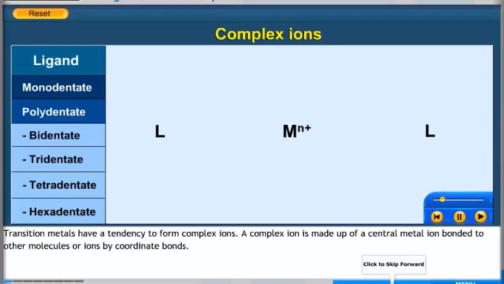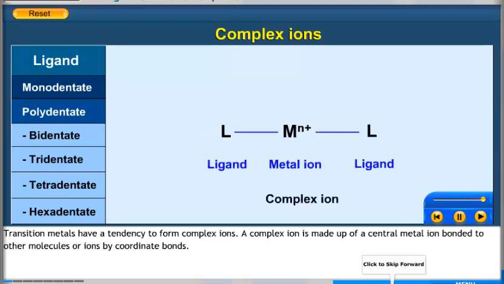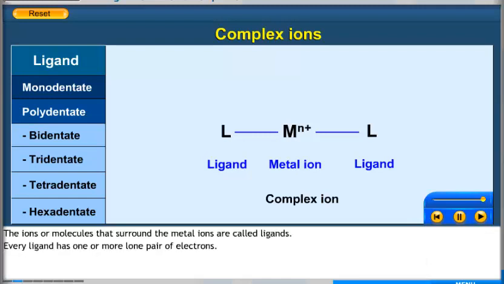Transition metals have a tendency to form complex ions. A complex ion is made up of a central metal ion bonded to other molecules or ions by coordinate bonds. The ions or molecules that surround the metal ions are called ligands. Every ligand has one or more lone pairs of electrons.